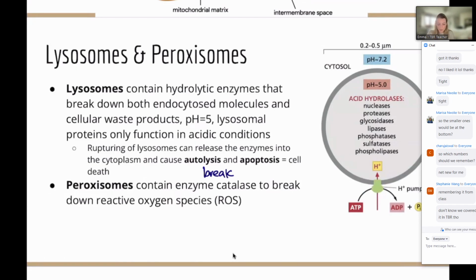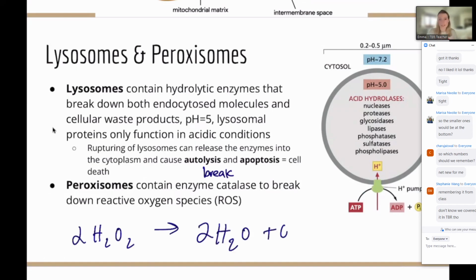And then we've got peroxisomes, which are specifically breaking down reactive oxygen species. Think about peroxide as a reactive oxygen species. It's basically taking peroxide, which we might see as 2H2O2, and converting it into something much less harmful for the cell: water and oxygen. So lysosomes and peroxisomes are both really helpful when they're doing what they're supposed to be doing. But obviously, if they leak their contents or turn against the cell, there can be some pretty serious consequences.